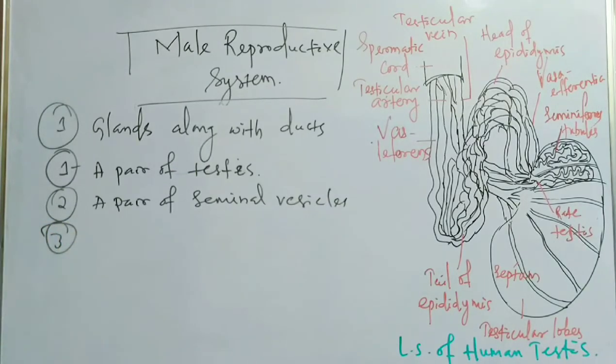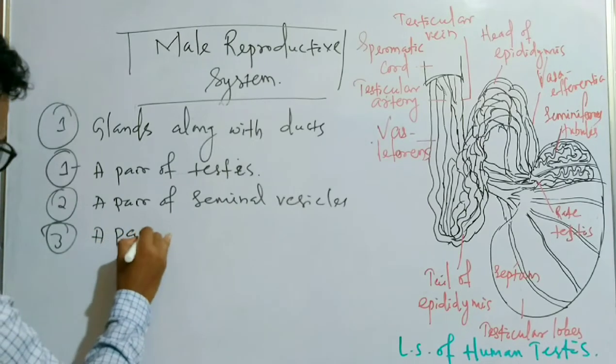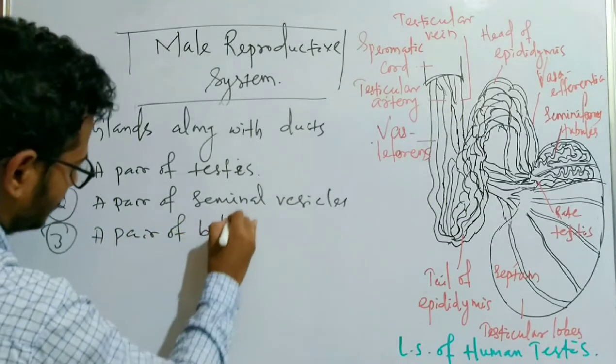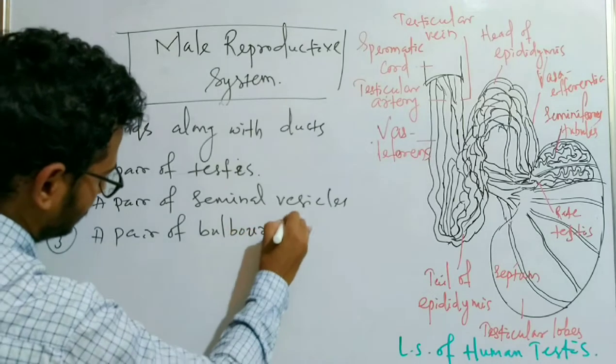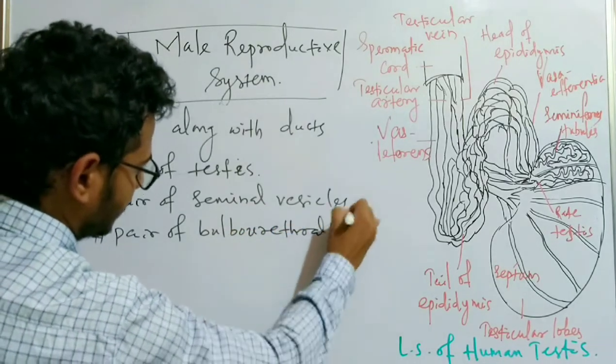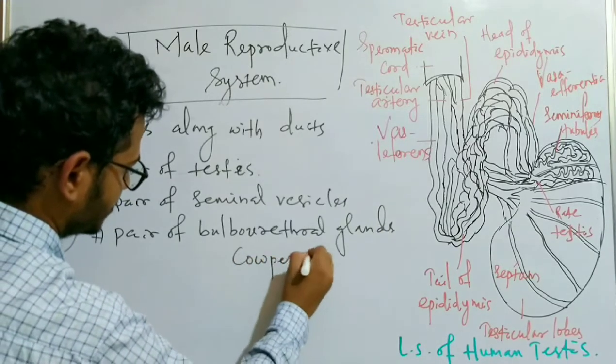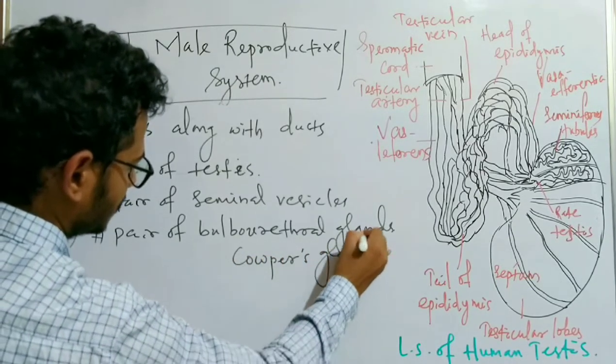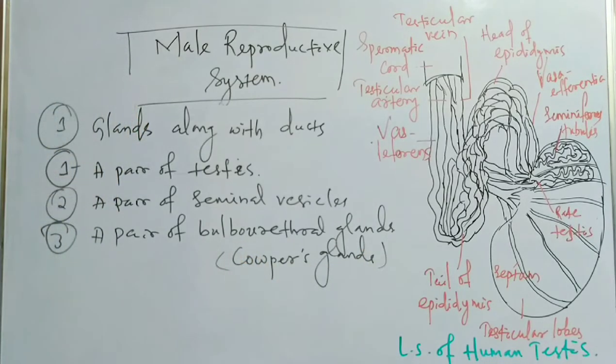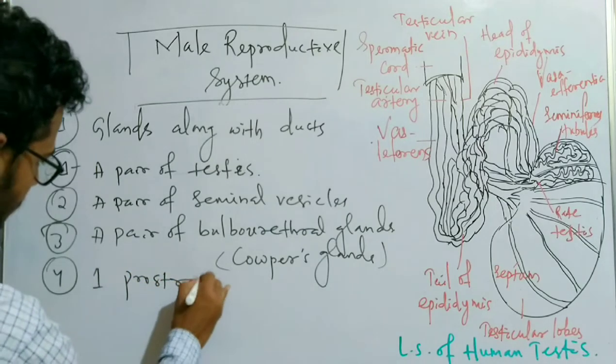Third one is a pair of bulbourethral glands, which are also known as Cowper's glands. Okay, and we have one prostate gland, one, not a pair. Here it is single, one prostate gland.